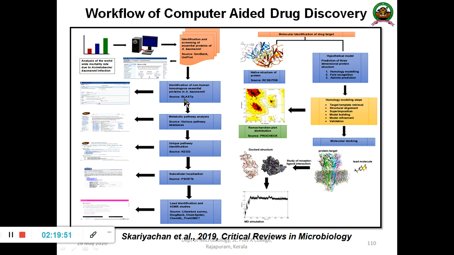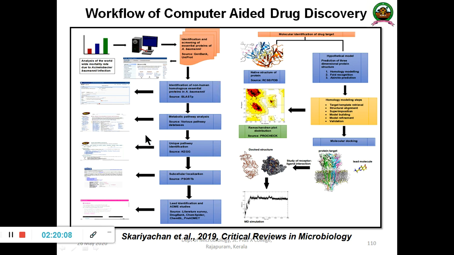Always you should identify a non-homologous human target, because if the same target is present in the human, the drug will not bind to the target of the organism. It will bind to the human target. So you should avoid human homologous targets.